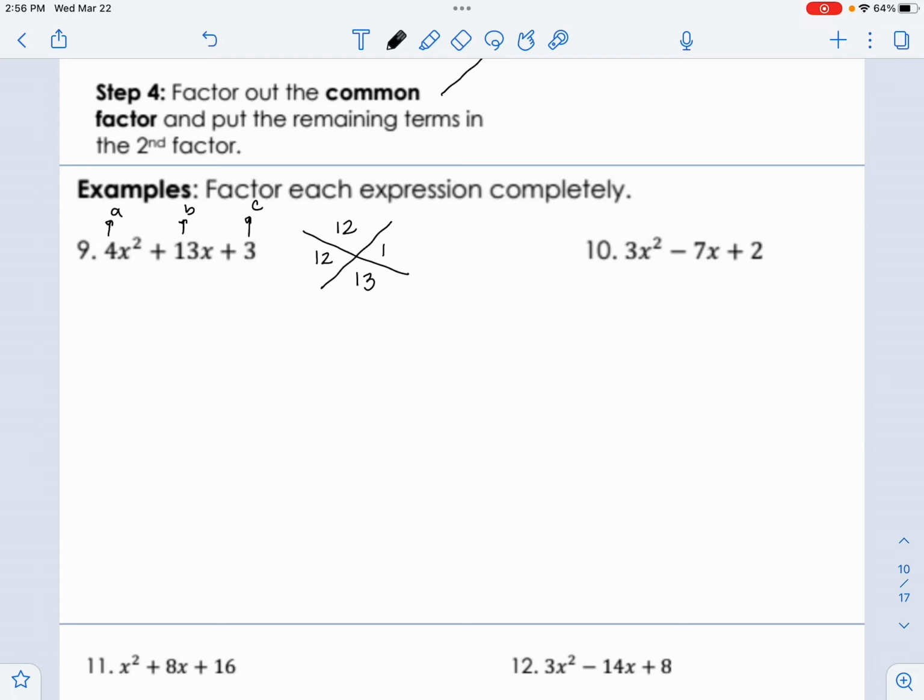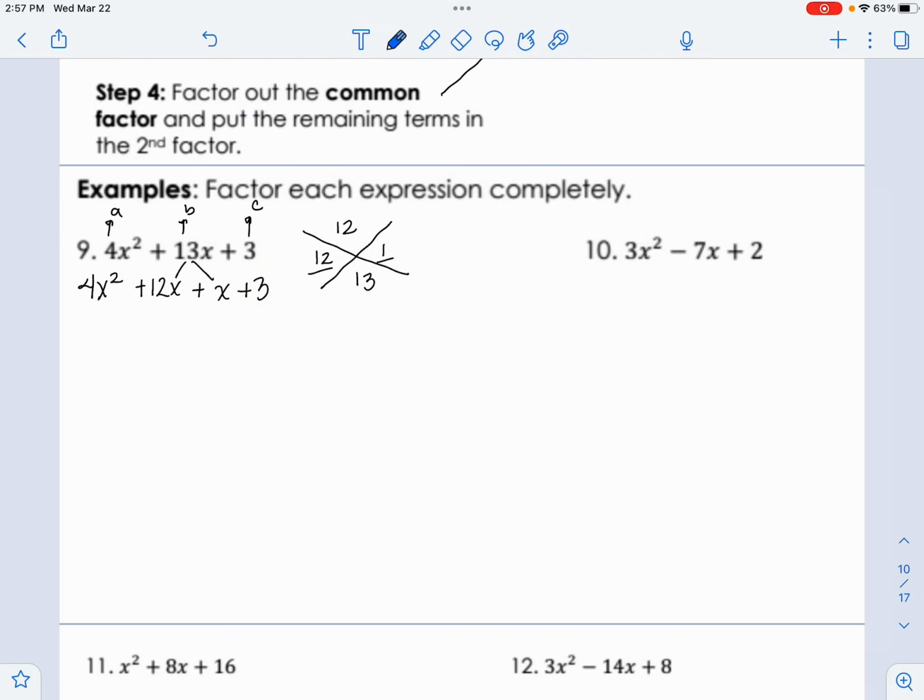12 times 1 is 12. 12 plus 1 is 13. Next, we uncombine the middle term using these numbers as our new coefficients. So the 4x squared gets dropped down. 13x is no longer 13x, it's now 12x plus 1x, or plus x. So 13x broke down into those two. And the 3 gets dropped down.